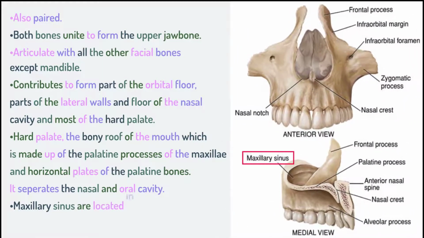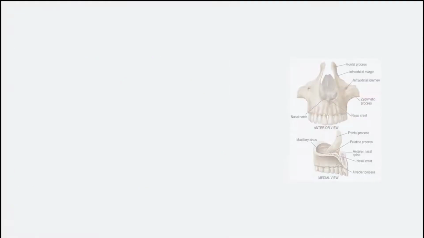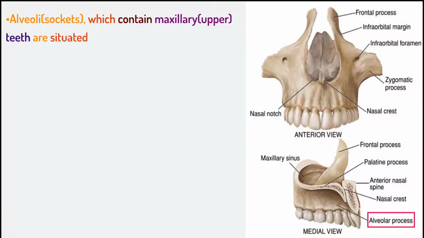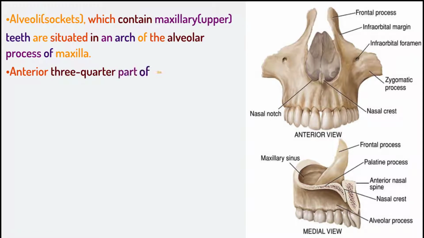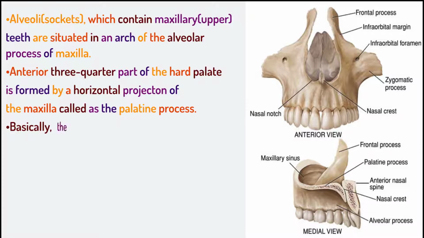Maxillary sinuses are located in each maxilla and drain into the nasal cavity. Alveoli, also known as sockets, contain the maxillary teeth or the upper teeth, which are situated in an arc of the alveolar process of the maxilla. The anterior three-fourths of the hard palate is formed by the horizontal projection of the maxilla called the palatine process. Basically, the maxillary bones unite and fuse prior to birth.